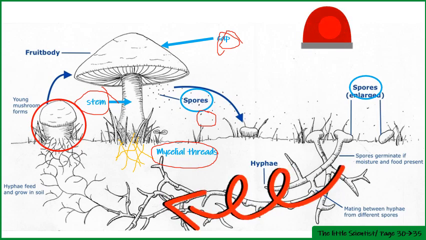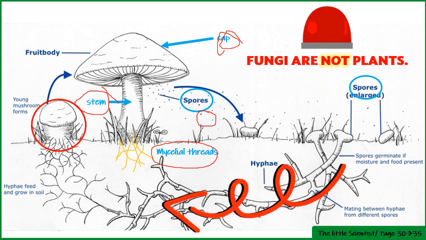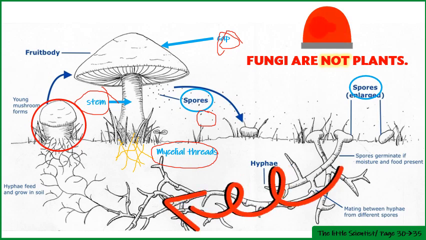But a very important piece of information: fungi are not plants. Mushrooms are not plants. They are another type of living organism, but they are not plants. They are not animals. Mushrooms or fungi are fungi. They are a separate group of living things that reproduce by making spores. Again, fungi or mushrooms are not plants.